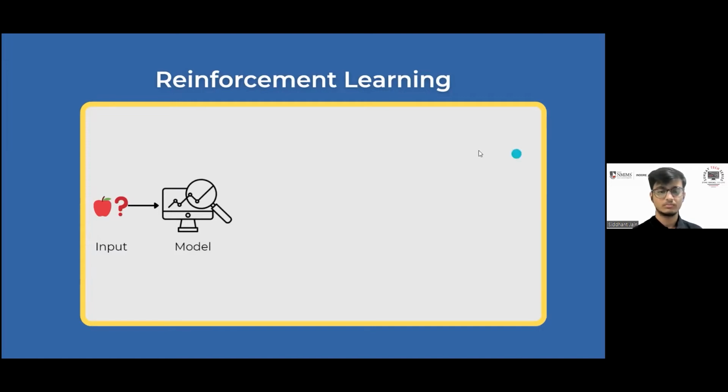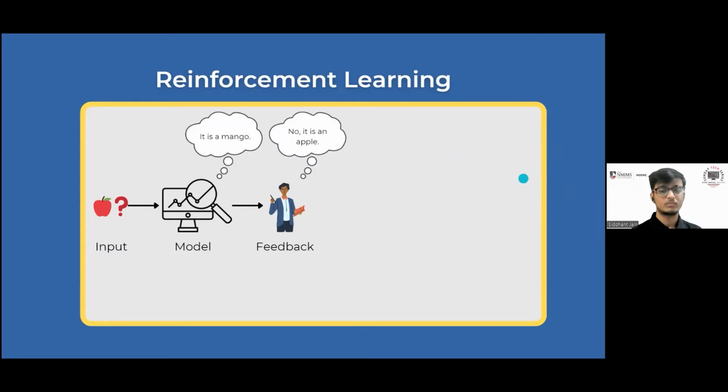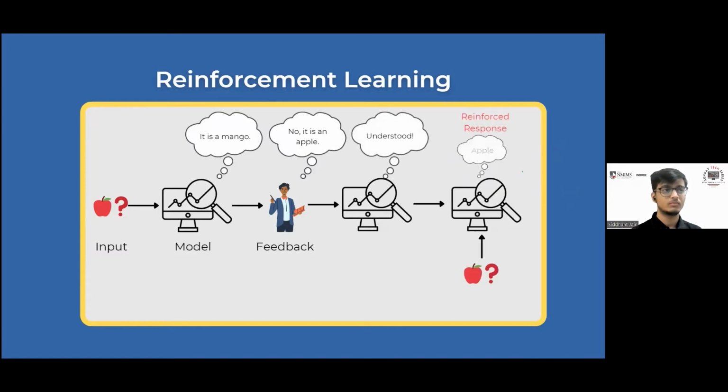Similarly, we train our models to learn from their past experiences. Let's say we ask our model to identify a fruit. In this case, we have an apple. The model doesn't know it and it guesses it as a mango. Then we give it feedback that no, this is not a mango, it is an apple. The model learns from the feedback and remembers it. The next time we ask about an apple, it can correctly respond by telling us that yes, this is an apple. And this is how reinforcement learning works.